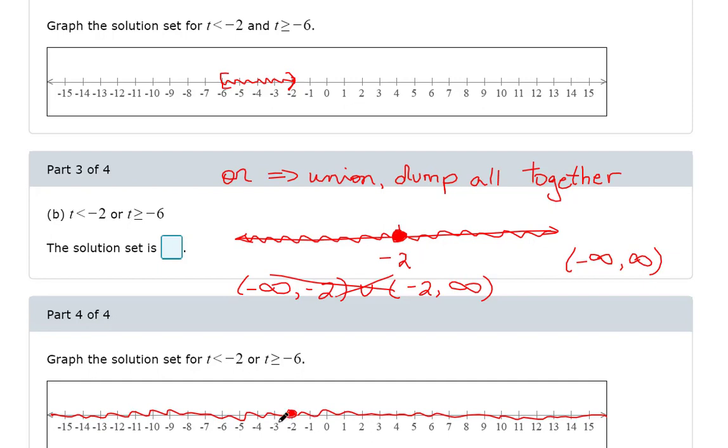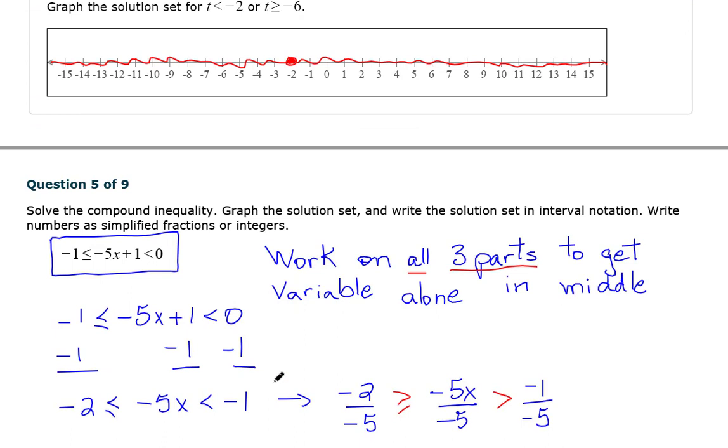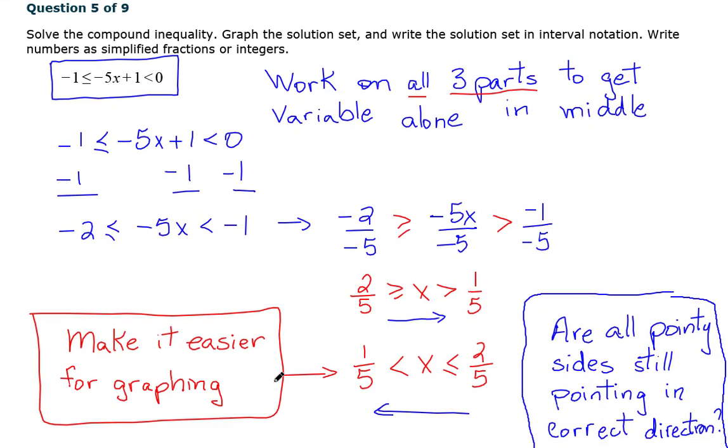And again, it's shaded because this piece had it, which would fill it in. Okay, so be careful with what's in common and what is not. All right, in question 5, we have a double inequality.